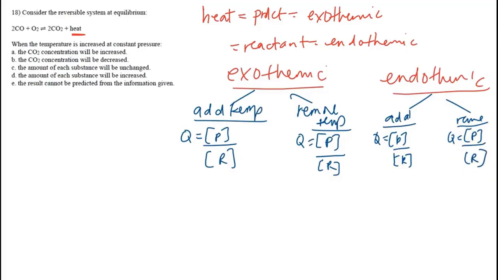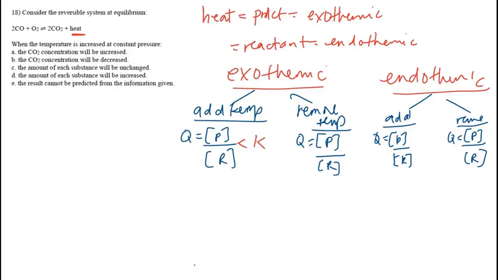Now let's go ahead and fill out some information. So when I add temperature, that means I'm going to be increasing my heat. And so a lot of times you're going to see our Q values. Our Q value is going to be less than our K value when you start adding temperature for an exothermic reaction. Okay? Our Q value is going to be less than our K value.